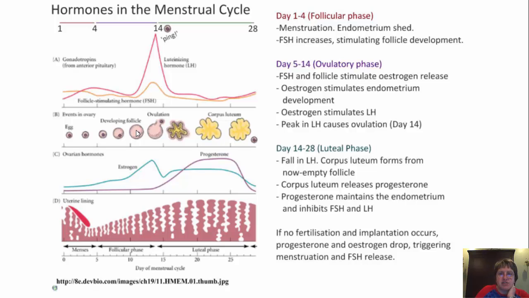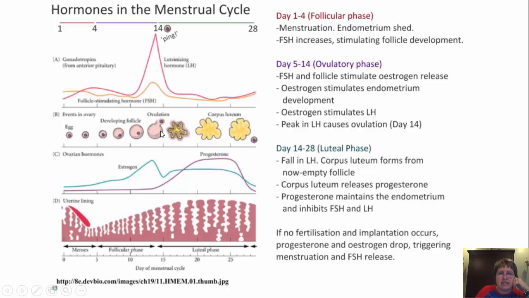The estrogen will stimulate the endometrium development. So here in the first 4 days, we've lost the endometrium, and now as the estrogen increases, the uterine lining increases as well. This estrogen will also stimulate this luteinizing hormone, or LH, and look at that spike right up there. And once we get to that peak of LH, this is when we have ovulation, and this ovulation typically happens at day 14, a little ping, and a release of the egg.